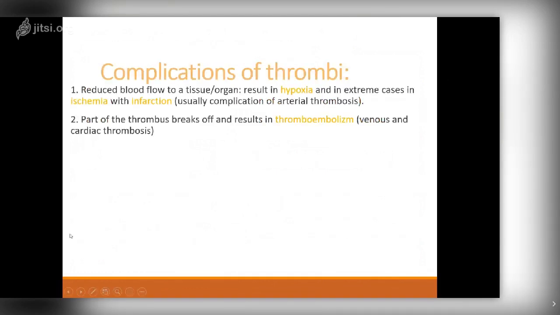And complication of thrombi. If there is interruption of arterial blood flow by thrombus, it will provoke ischemia. Narrowing of the lumen by thrombus, if there is not total occlusion, will provoke hypoxia with diminution of blood flow. Ischemia, of course, will be the reason for infarction. And the main complication of thrombus, especially venous, is also thromboembolism.